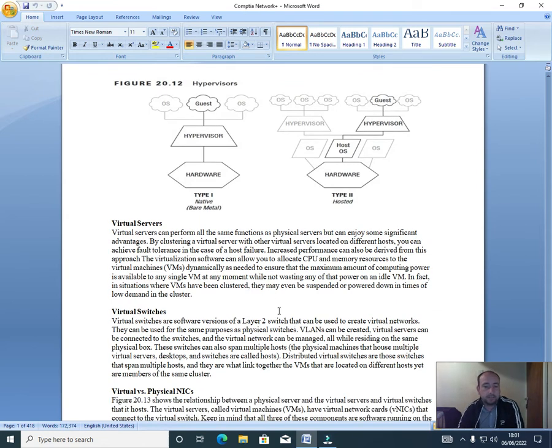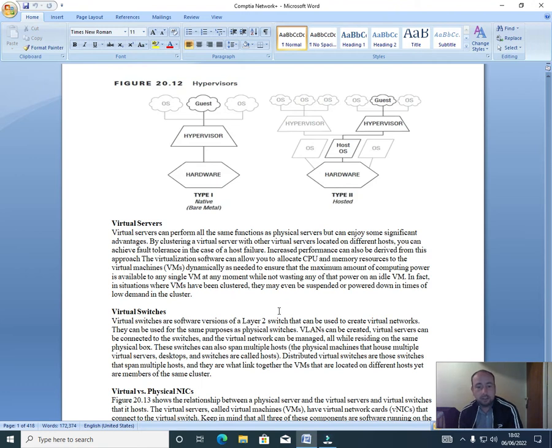Virtual servers. Virtual servers can perform all the same functions as physical servers but can enjoy some significant advantages. By clustering a virtual server with other virtual servers located on different hosts, you can achieve fault tolerance in the case of a host failure. Increased performance can also be derived from this approach.